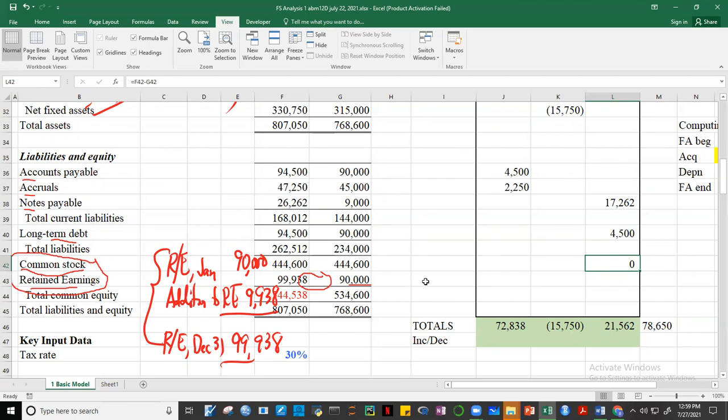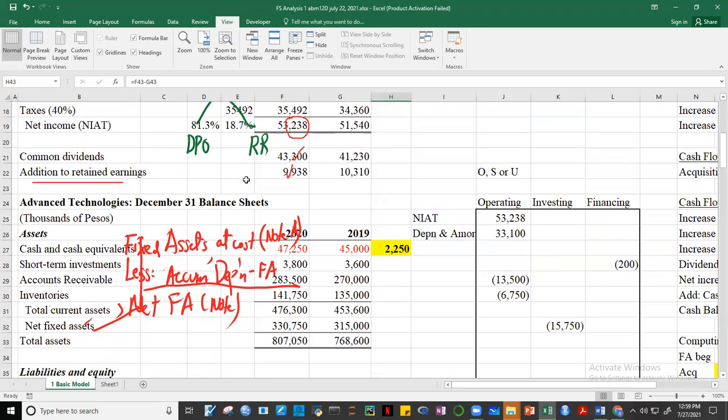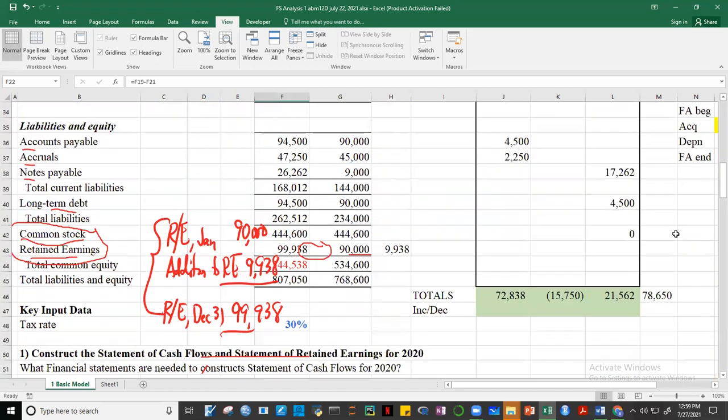Okay. Now, how about itong retained earnings? Itong difference sila. Yung difference nito, if we subtract this, 99 minus this one, the difference is 9938. So yung 9938 na yan, actually dito galing yan, di ba? Sa addition to retained earnings. So should we also put that here? Hindi na, guys. Hindi natin papasok dito yan.